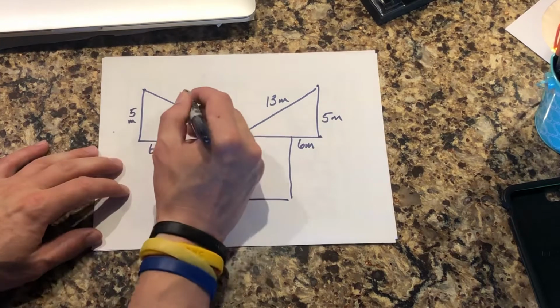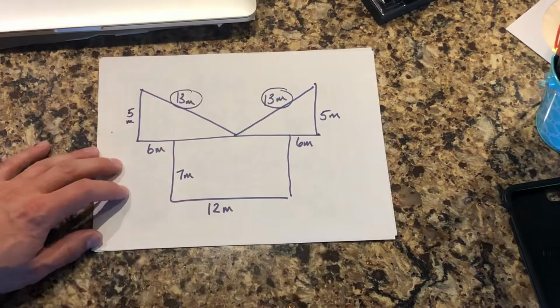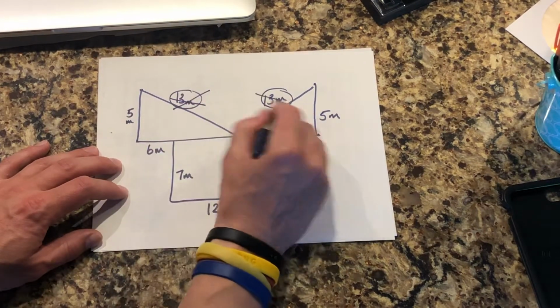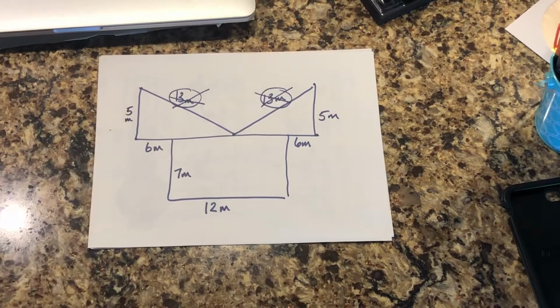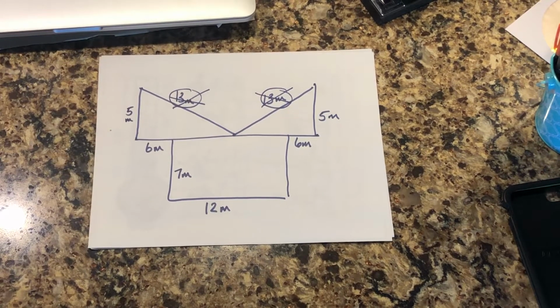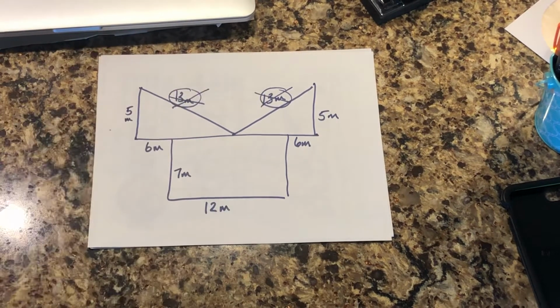And the slant in this case is the 13 meters. So I'm just going to cross that out, because I don't need that in my calculations. And my students know me, I'm a very visual learner, so I have to see what I'm learning, and I'm going to cross those things out.